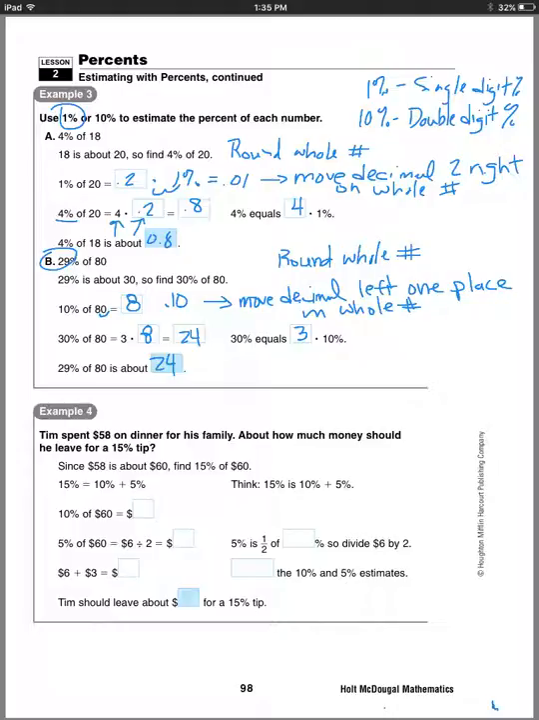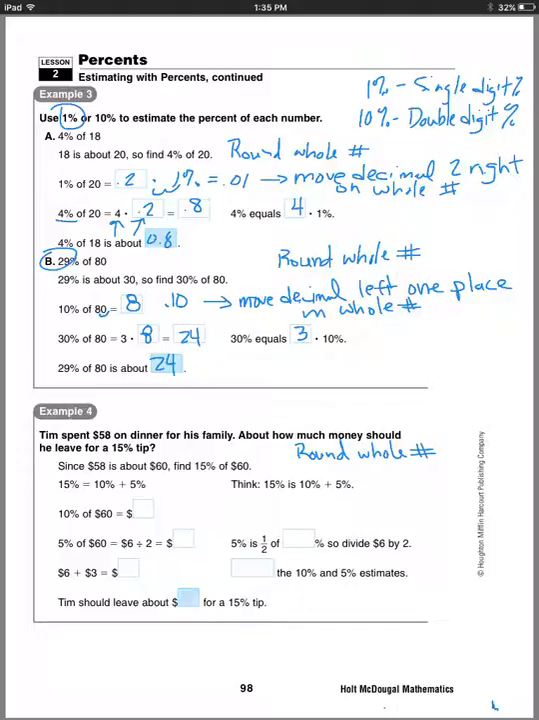Tim spent $58 on dinner for his family. About how much money should he leave for a 15% tip? So, $58 is almost 60, so we round to a whole number. Again, we're always rounding that whole number, okay, to an easier number to work with. 15% can be broken down to 10 plus 5%, right? So 15% is 10% plus 5%.